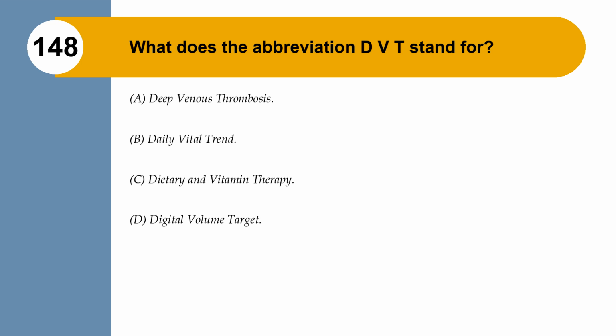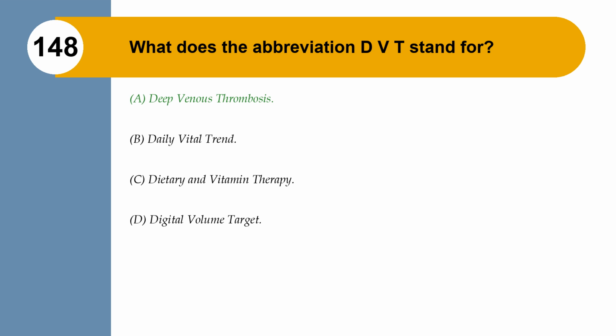Question 148. What does the abbreviation DVT stand for? Option A, deep venous thrombosis. Option B, daily vital trend. Option C, dietary and vitamin therapy. Option D, digital volume target.